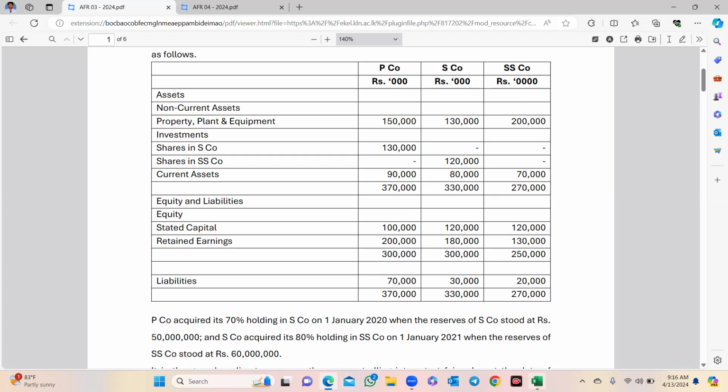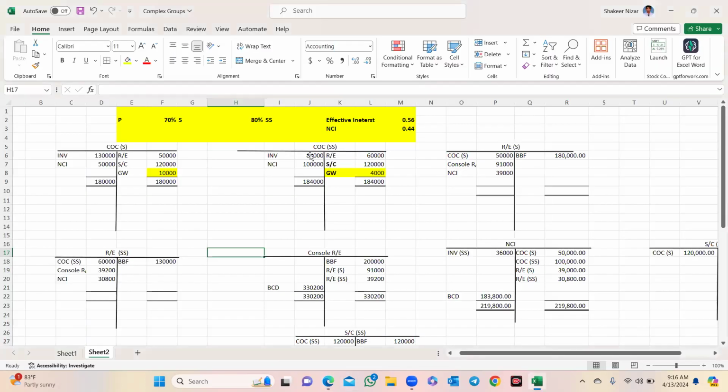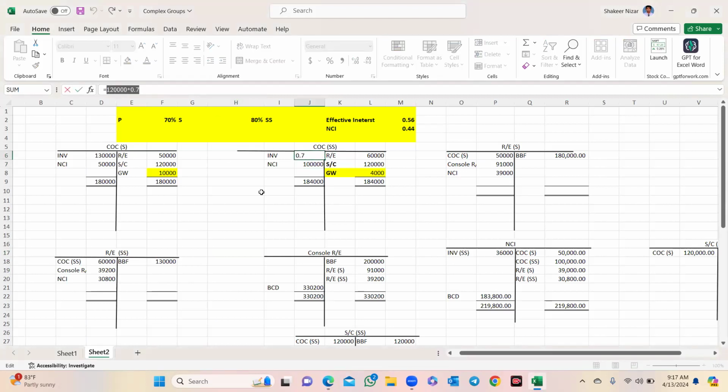120,000 into 70%, that is 84,000. Here you can see the formula bar.